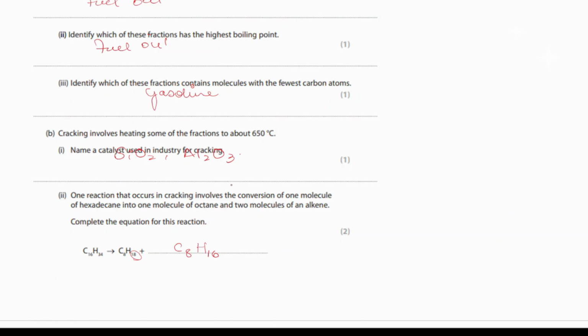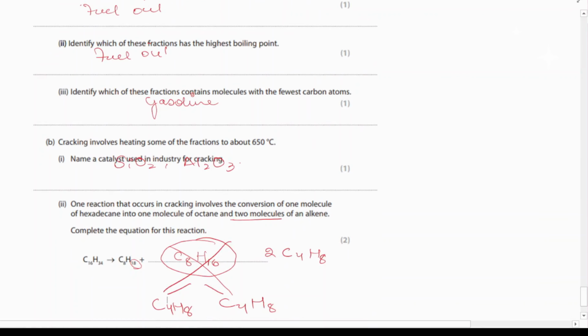Oh, sorry, I missed it. There are two molecules. So what would be the structure of the two molecules? C4H8, right? So there would be two C4H8. This won't be the answer. Let me erase it because I didn't read the statement.